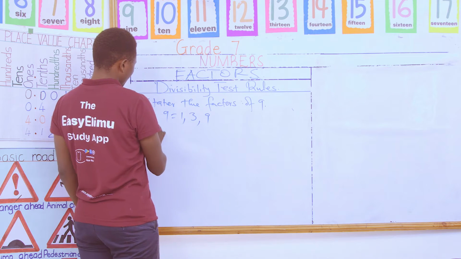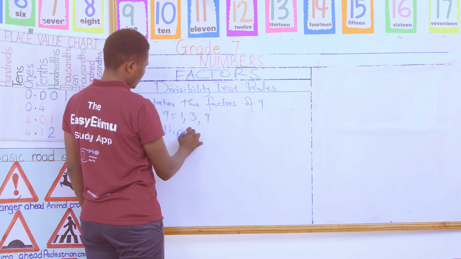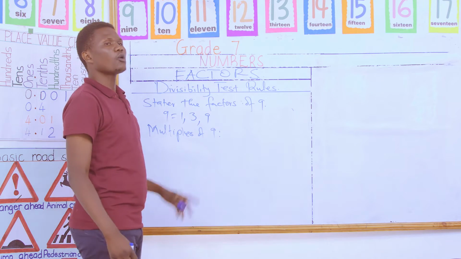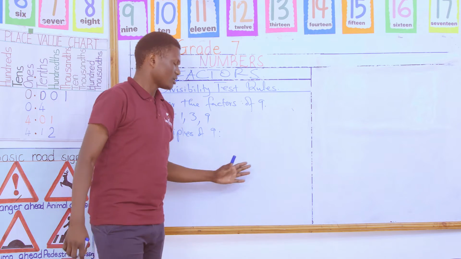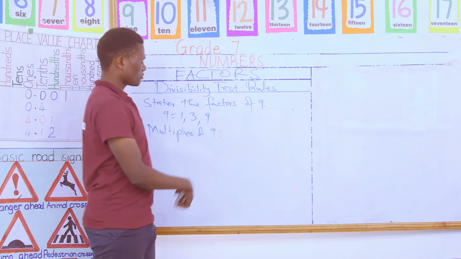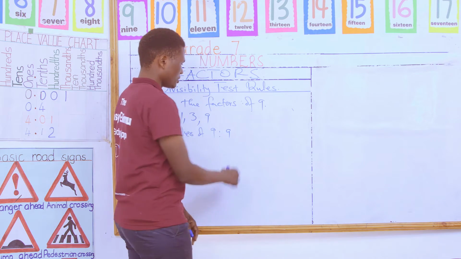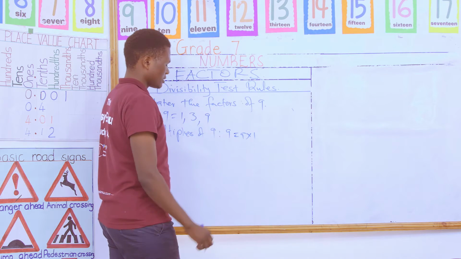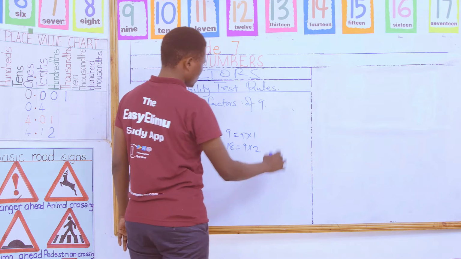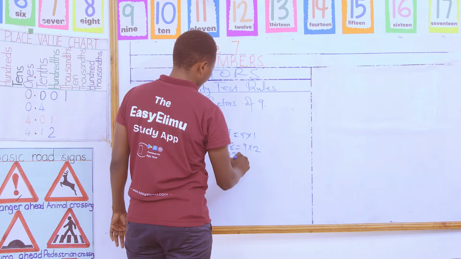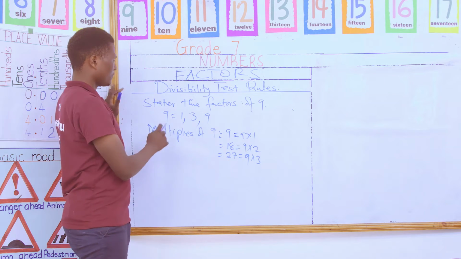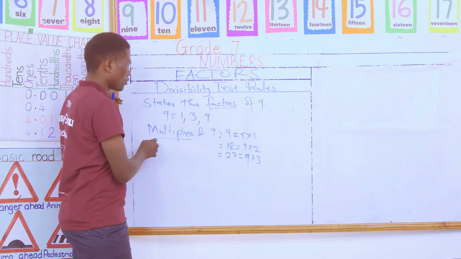What about multiples of 9? Multiples of 9 are all those products that we can get by multiplying 9 by all the possible numbers that are there. For example, the first multiple of 9 is 9, which is 9 times 1. The second multiple of 9 is 18, which is 9 times 2. The third multiple of 9 is 27, which is 9 times 3. So kindly take note of the difference between factors and multiples.